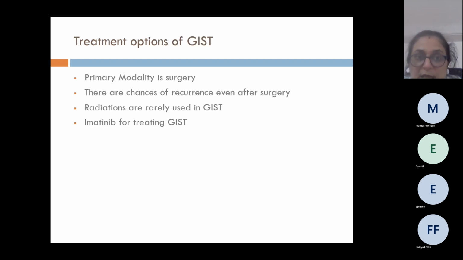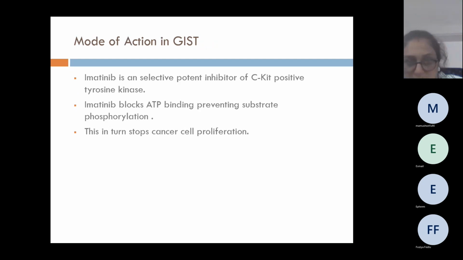Take care of that. So the treatment options of GIST: the prime modality is surgery. First and foremost, surgery is done because it is in the GI tract, so you can remove the maximum portion of the GI tract and make the patient free of the disease, right? There are chances of recurrence even after surgery. So radiations are rarely used in GIST, but imatinib is used for treating GIST, post-surgery.